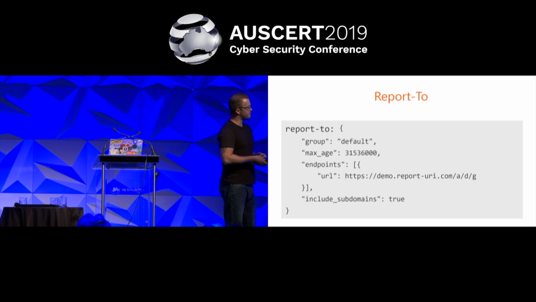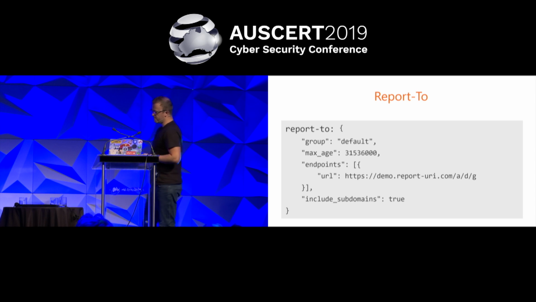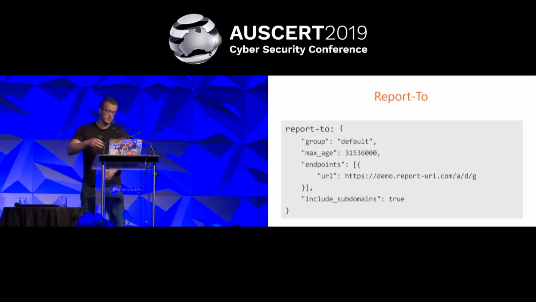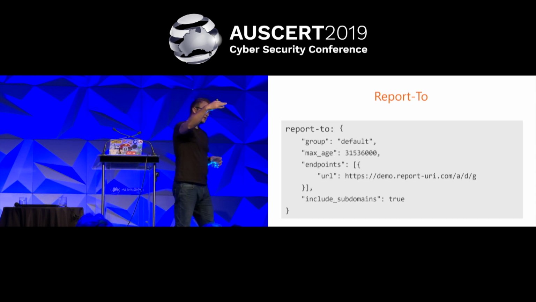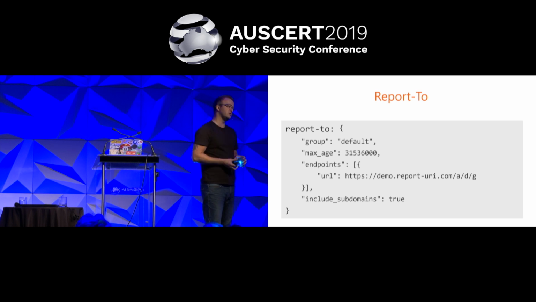And then the last one includes subdomains. This is hopefully fairly self-explanatory. If you turn this on, then I want you to send me the following information about not just the domain that you're on, but all subdomains underneath it as well. So maybe you've got like test subdomains, dev subdomains. This would incorporate all of those, and you would receive the telemetry for them.